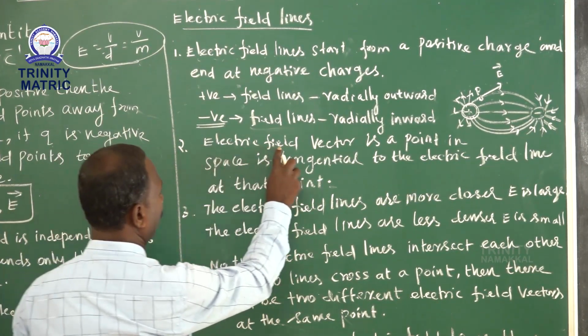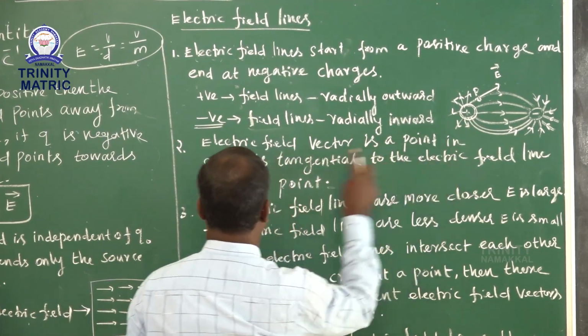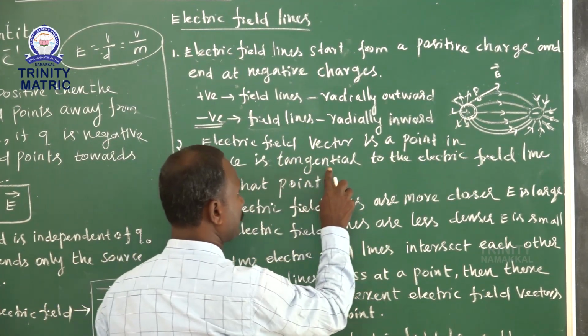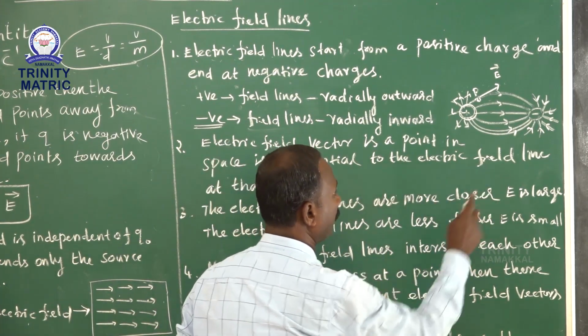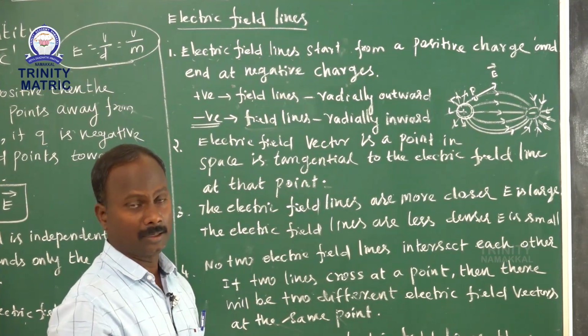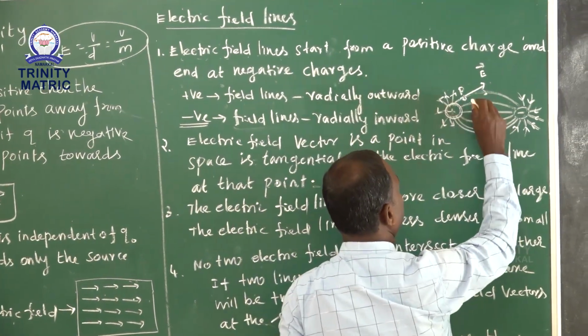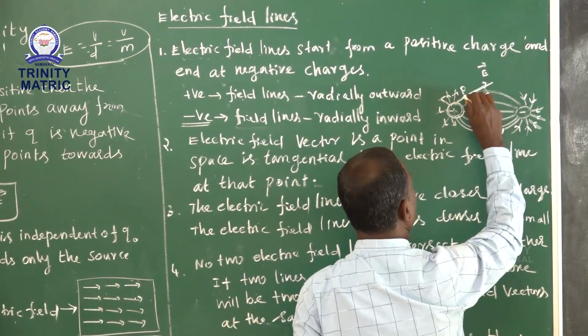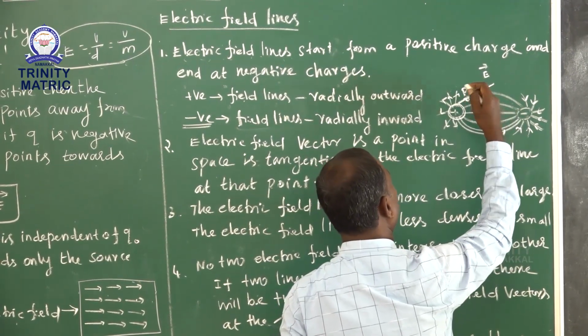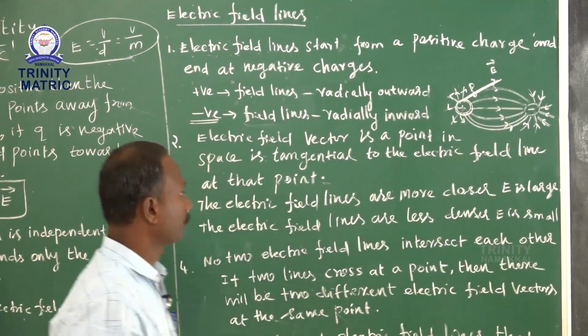The electric field vector at a point in space is tangential to the electric field line. If we want to calculate the electric field vector at any point, it is represented by the tangent to the electric field line at that point.